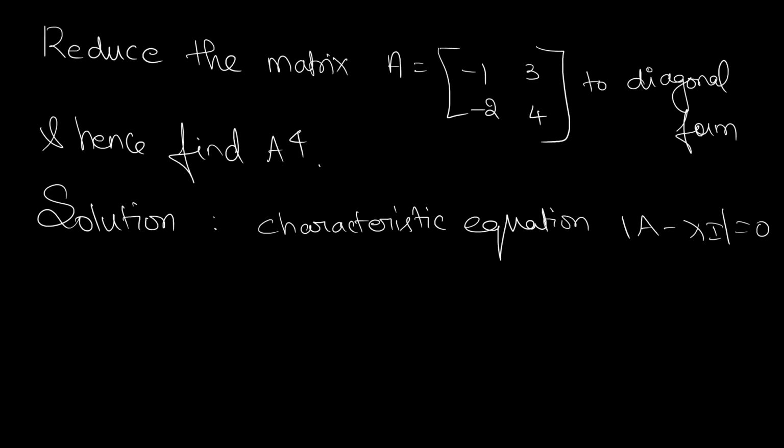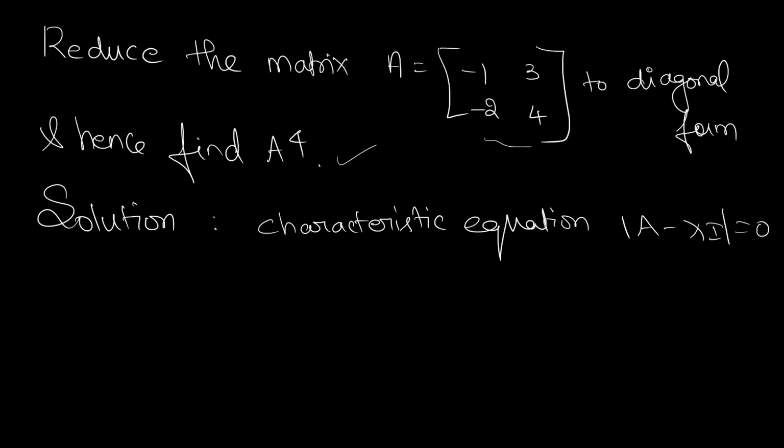In this video, let's see the diagonal form of a given matrix. You can see a matrix A here, -1, 3, -2, 4, and we are going to find the diagonal form and hence find A power 4. A power 4 will be very easy. A power 4, A power 10, all those things, once you convert it to diagonal form.